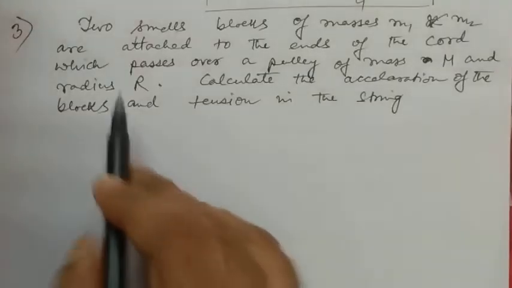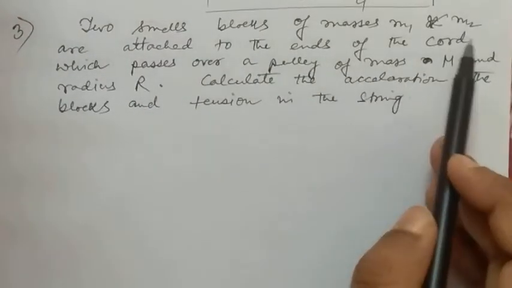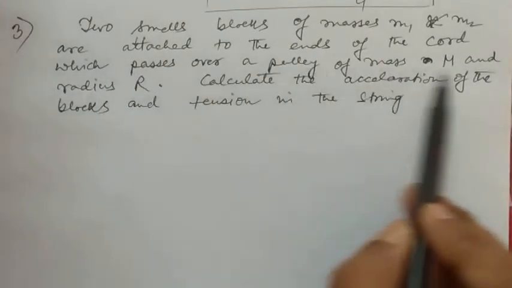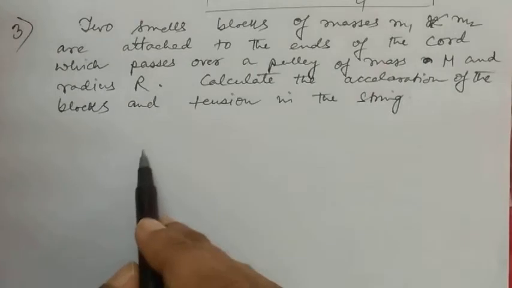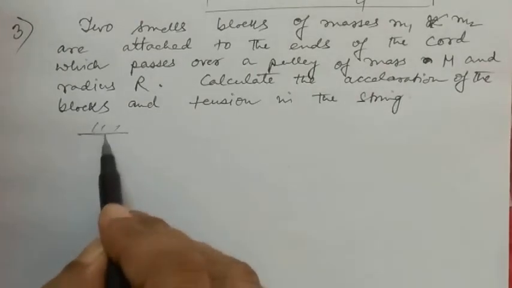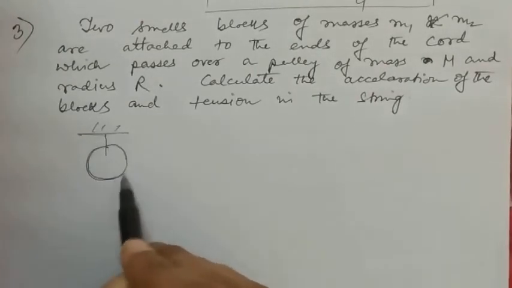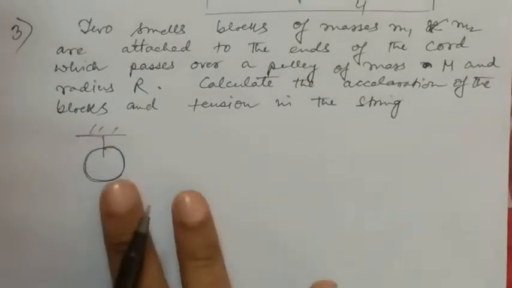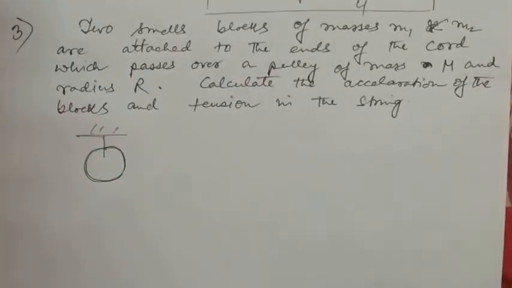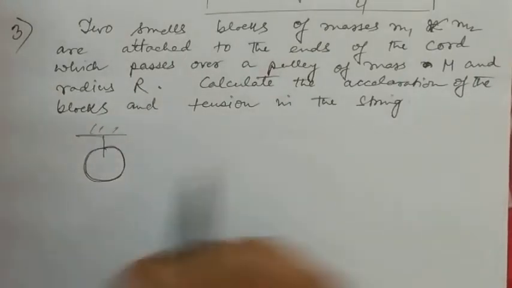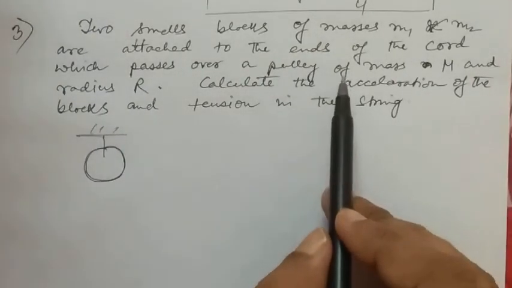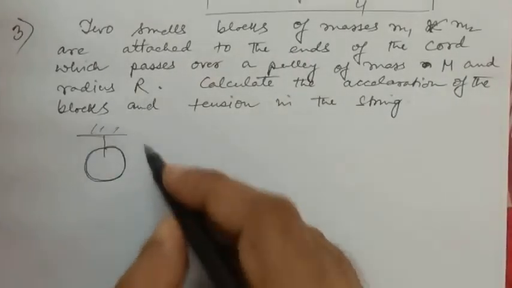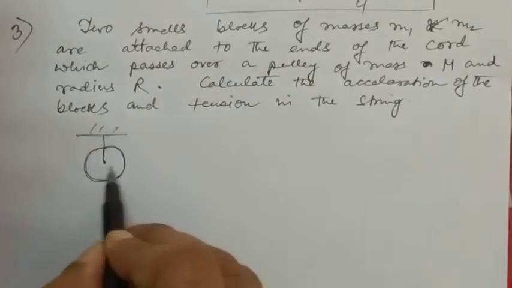Now the third problem: two small blocks of masses m1 and m2 are attached to the ends of a cord which passes over a pulley of mass M and radius r. If we take a pulley like this, in whatever we have studied in Newton's laws of motion, the pulley was taken to be massless. Now in this case, the pulley has a mass of capital M with a radius of r.